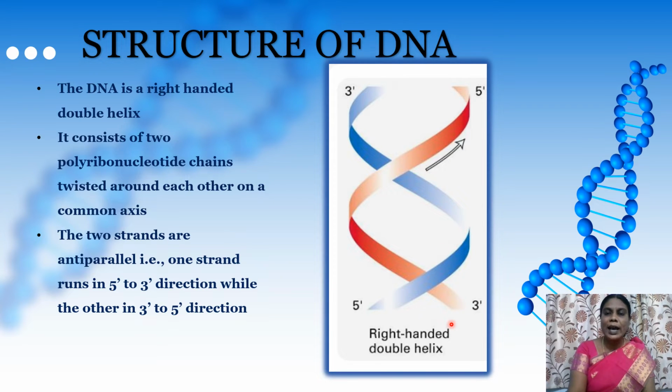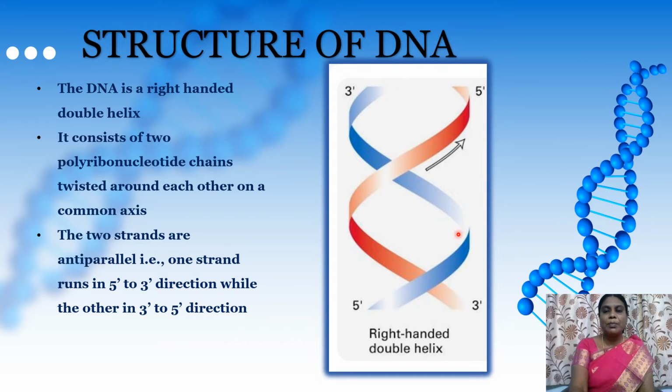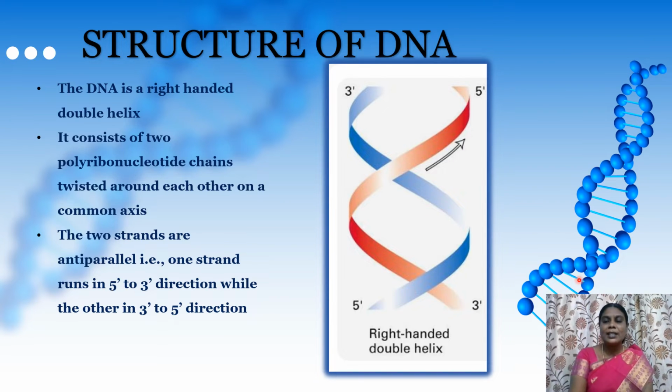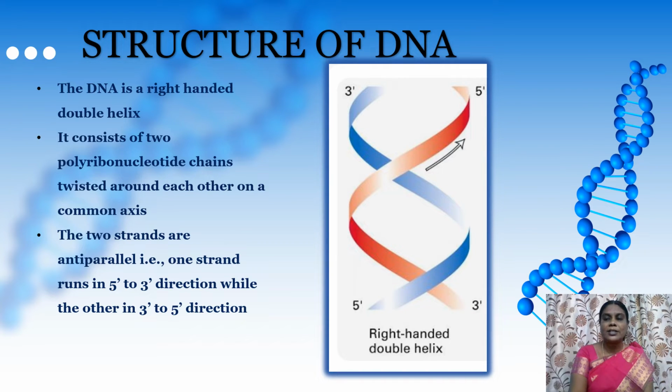The two strands are anti-parallel in direction. That is, one strand runs from 5 prime to 3 prime and the other strand runs from 3 prime to 5 prime. Hence, the direction is anti-parallel.